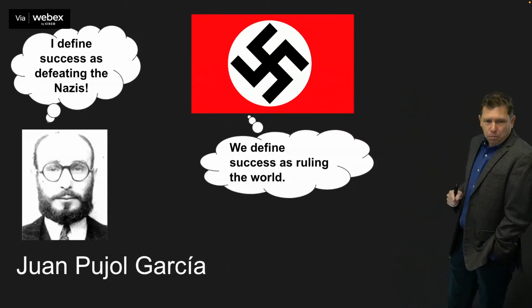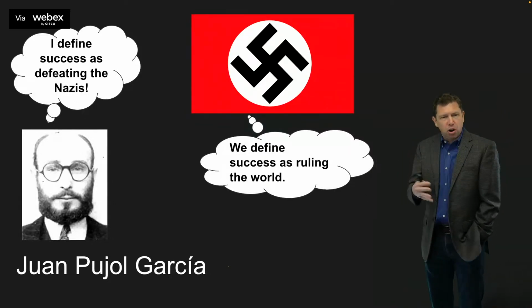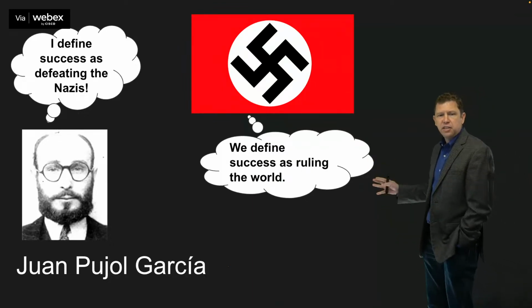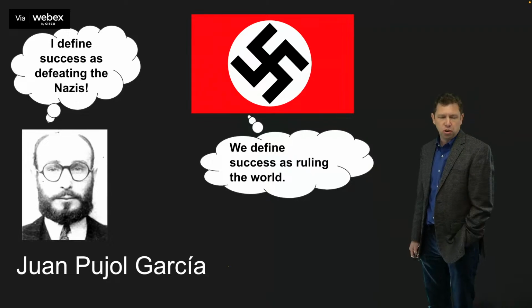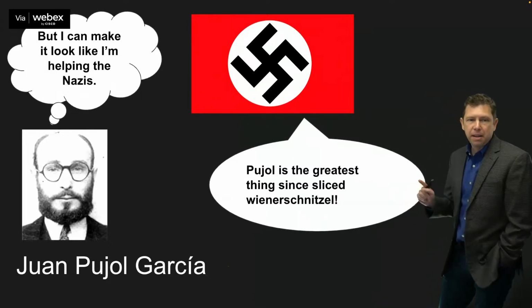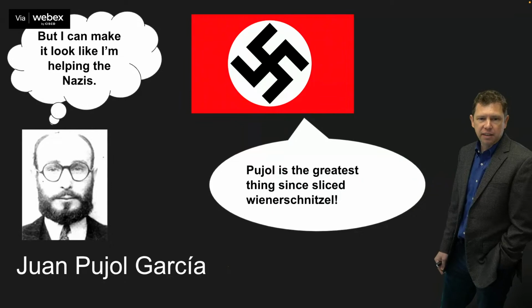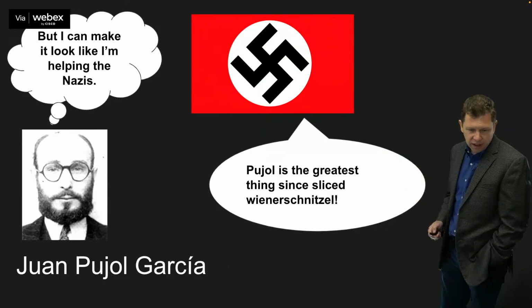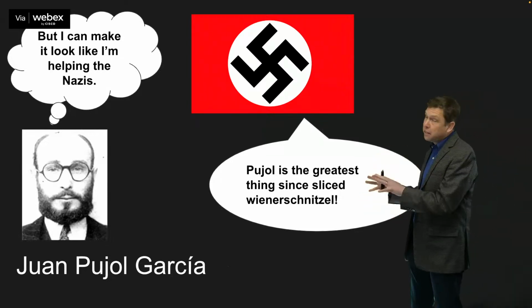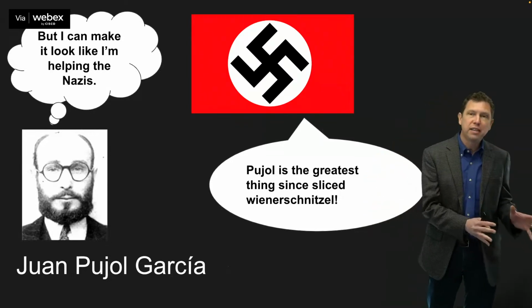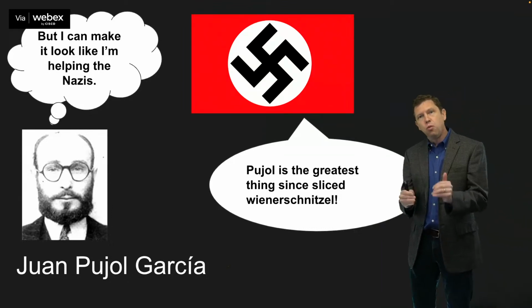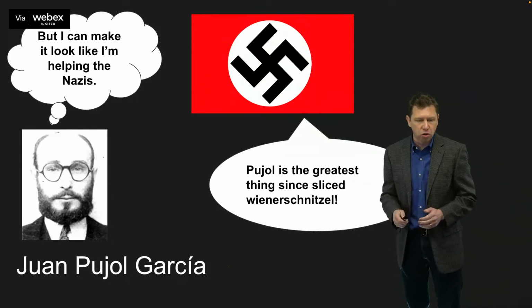So Pujol, or Garbo, we'll call him Garbo because that's a cool name, defines success as defeating the Nazis. And the Nazis define success as ruling the world. So Garbo is saying, but I can make it look like I'm helping the Nazis. And the Nazis are saying, Pujol is the greatest thing since sliced Wiener Schnitzel. So these are different goals, right? The Nazis' goal of ruling the world. Pujol has a goal of trying to undermine what they're trying to do, but he's doing it in a way that actually makes it look like he's supporting their goal.